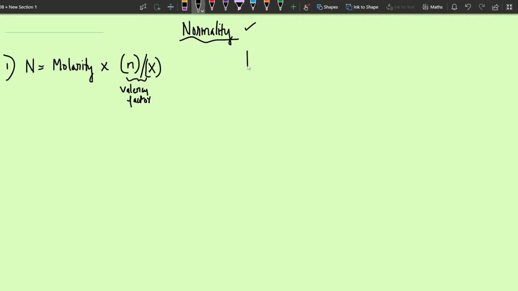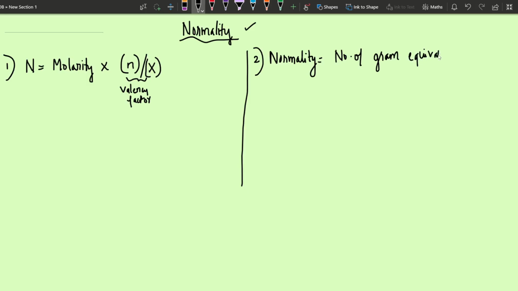Now, the second equation to find normality is normality is equal to the number of gram equivalents of solute divided by liters of solution. So always we write this in liters. So, what is gram equivalent?